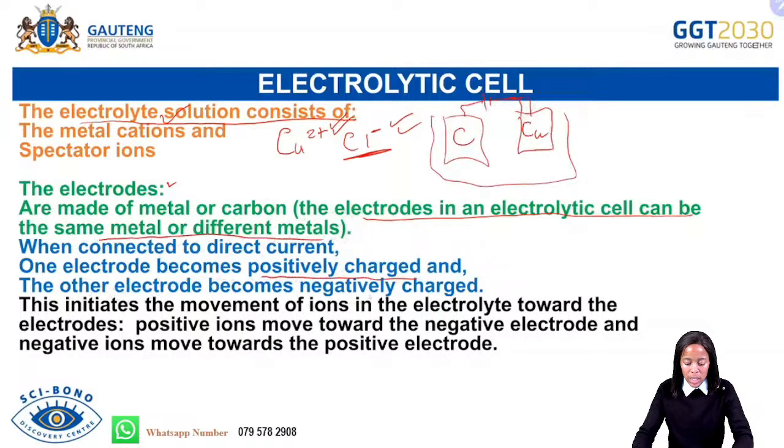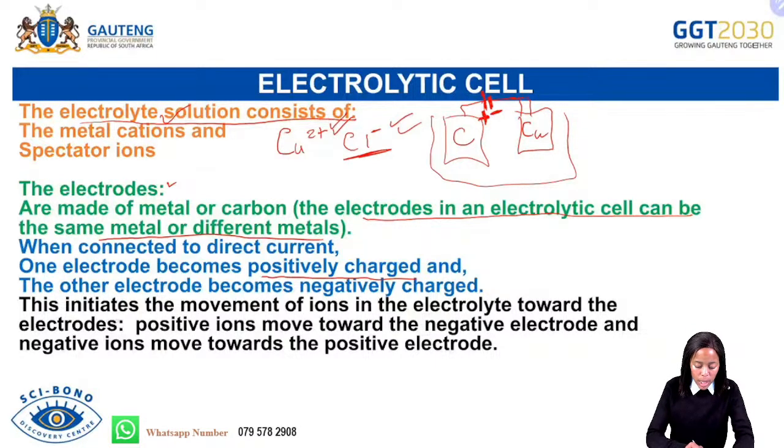Becomes negatively charged. So how will you see which one is positively charged and which one is negatively charged? You are going to use your cell or your battery as an indication. And remember, from electricity, the longer line represents the positive terminal and the shorter line represents the negative terminal. So that knowledge of electricity, we are going to use it when it comes to the electrolytic cell.